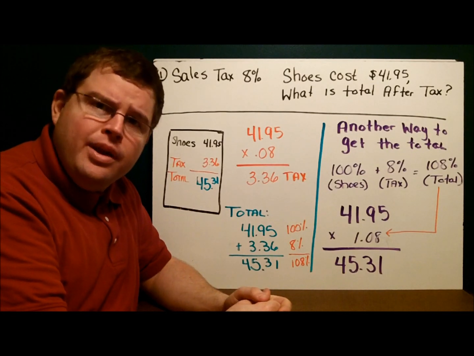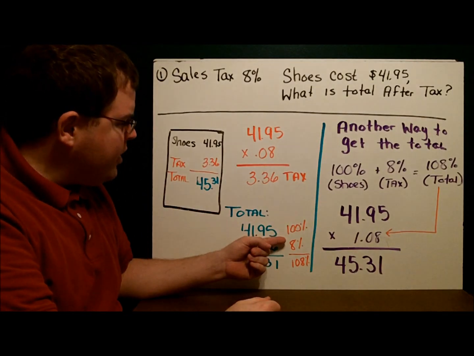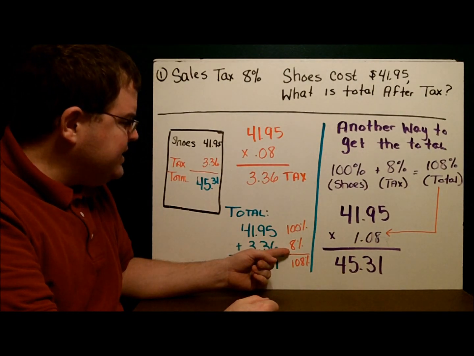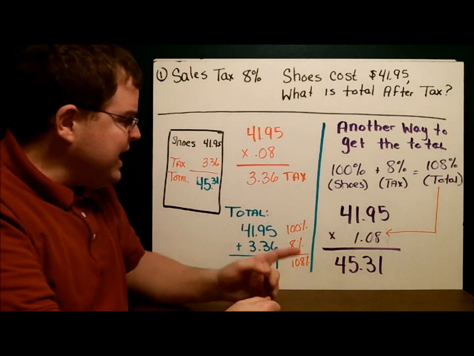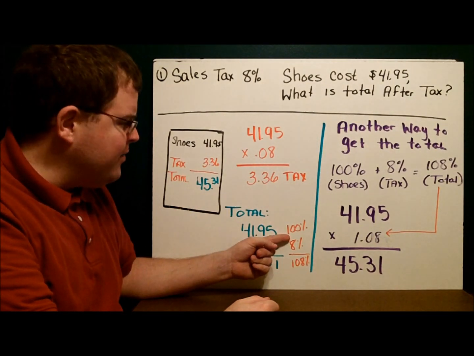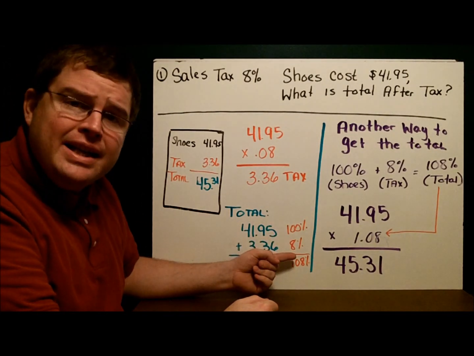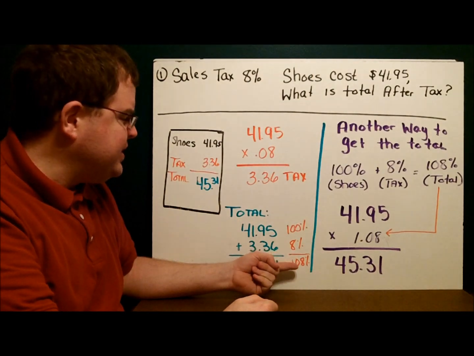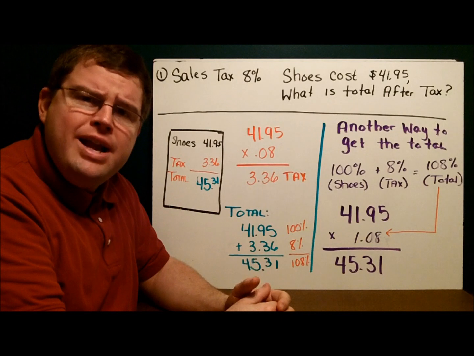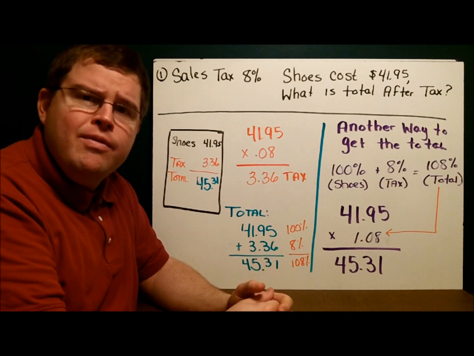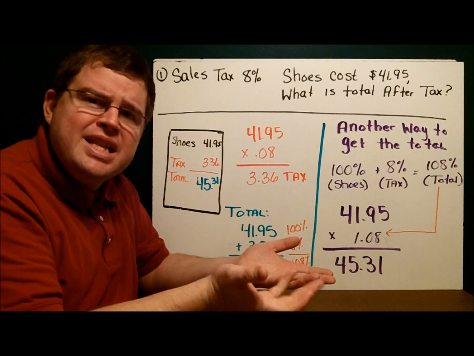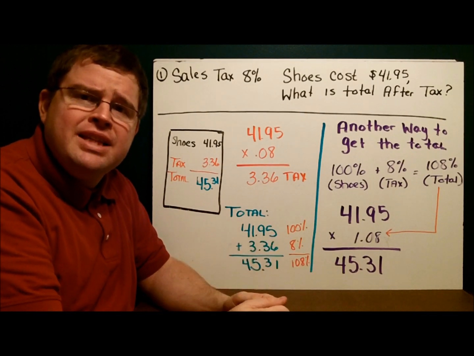Now, take a look at really what's going on here. $41.95 was the price of the shoes. $3.36, well, that's the sales tax. $41.95 was 100% of the price of the shoes. And the tax was an additional 8%. So really, the total you paid was 108% of the price of the shoes. 100% was the price of the shoes, the 8% was the sales tax.